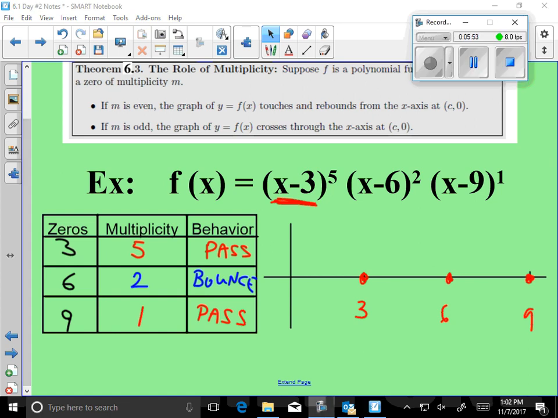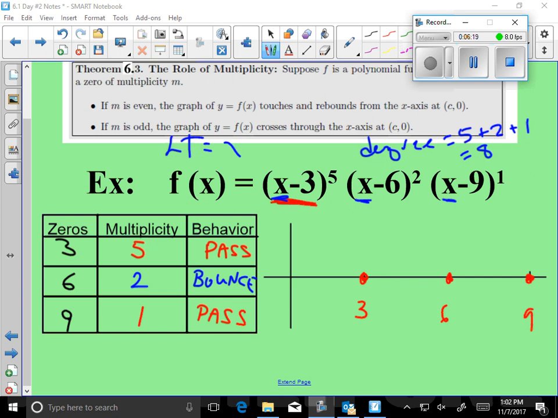The degree of this polynomial is 5 plus 2 plus 1, so the degree is 8. Will this polynomial open upward or downward? Upward, because each of these x's are all positive. The leading term, we talked about this yesterday, will be x to the 8th. X to the 5th times x to the 2nd times x to the 1st is x to the 8th. So end behavior will look like this: up to the left, up to the right.